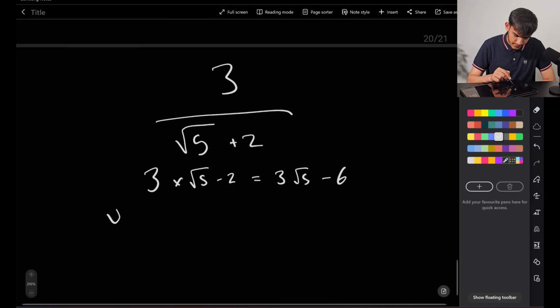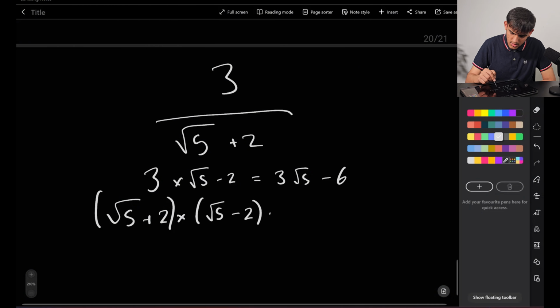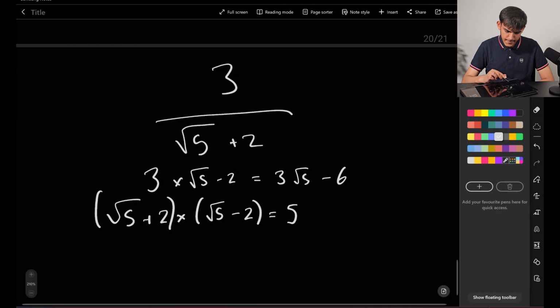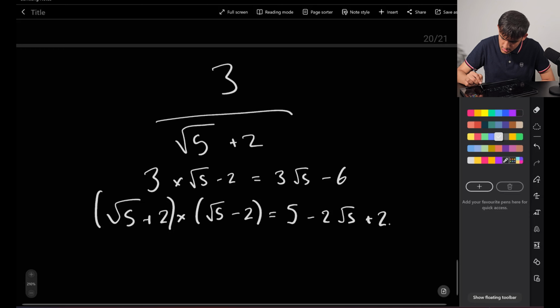Now we do the bottom. Root 5 plus 2 multiplied by, what I'll do is I'll put in brackets just to make it easier, root 5 minus 2. So root 5 times root 5 equals root 25, but as 25 is a square number, we know that will cancel down to 5. Then we do root 5 times minus 2, so minus 2 root 5. And then 2 times root 5, so plus 2 root 5. And then just 2 times minus 2, which we know is minus 4.